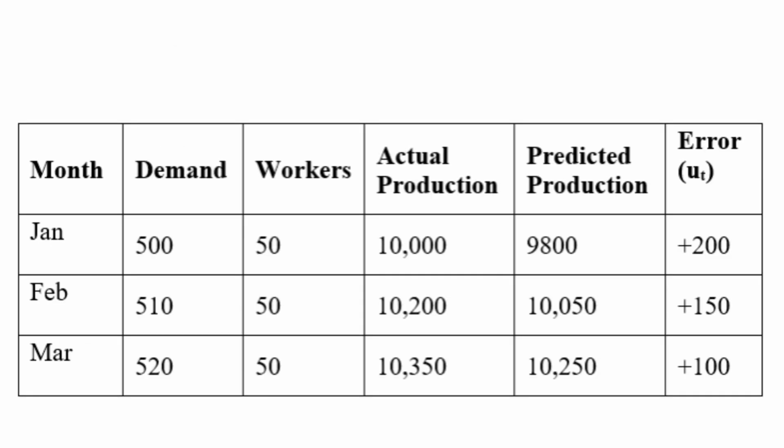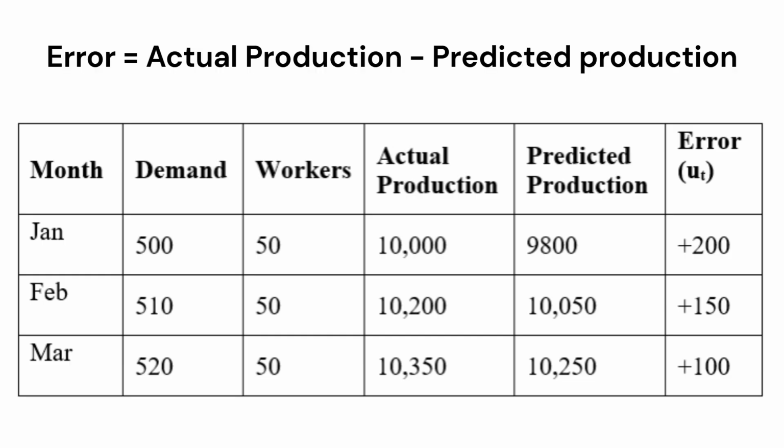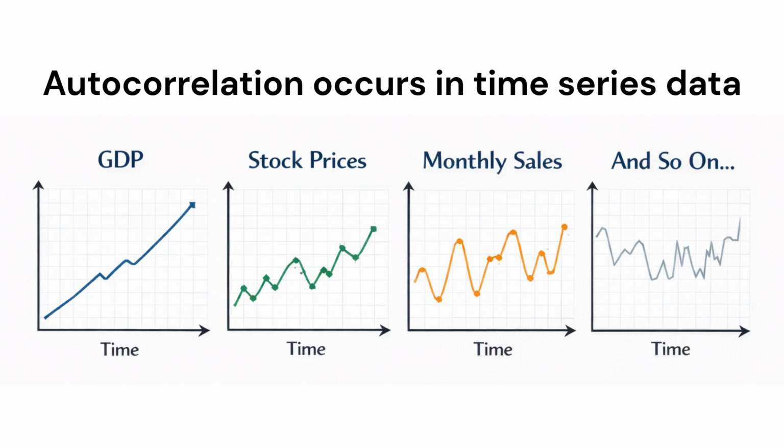Now consider this table. Error or u_t is equal to actual value minus predicted value. Notice something? The errors keep increasing every month. This suggests the errors are not independent, and there is a pattern in the errors. Such patterns indicate that the model is missing some important information. This assumption becomes especially important in time series data like GDP, stock prices, monthly sales, and so on.